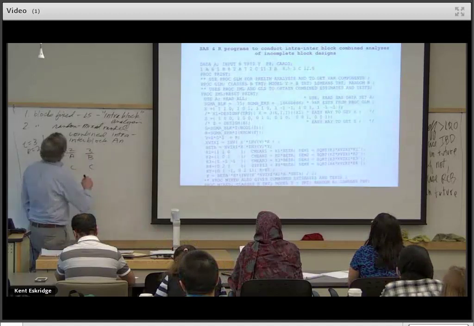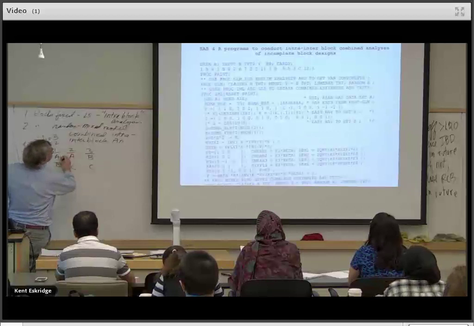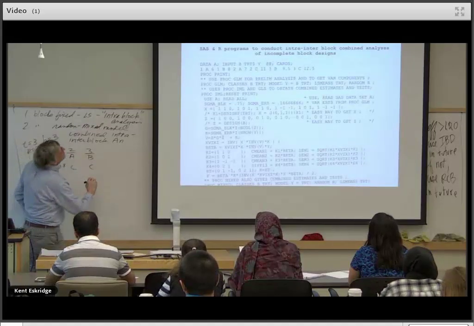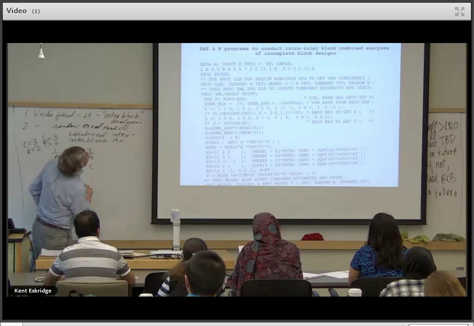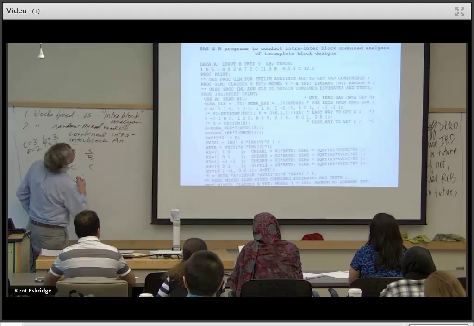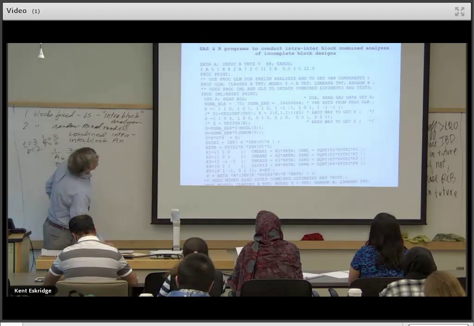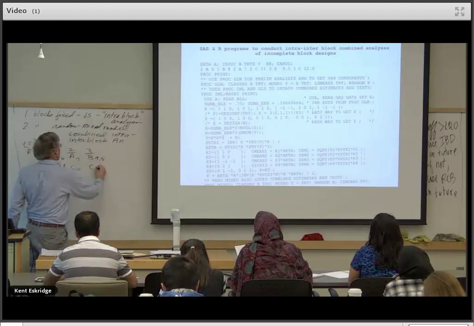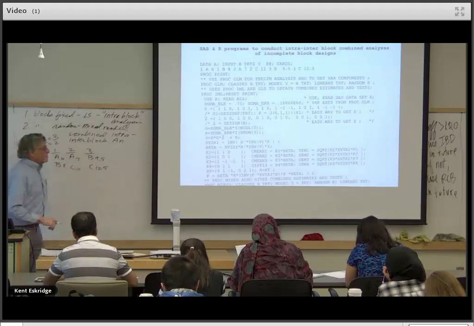So the values here for the first one are 6, 8. And then 7 and 11. And then the last one is 9.5 and 12.5. Okay, so that's what we're going to analyze.